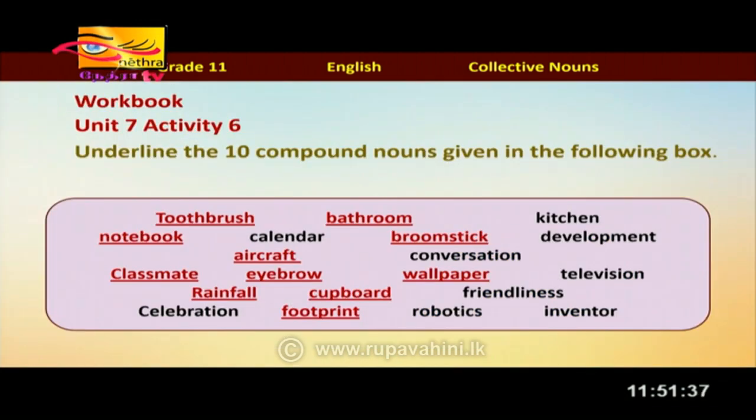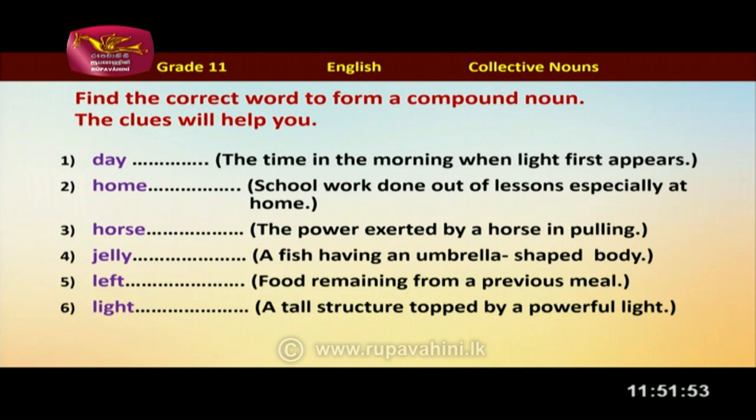Right. This is from your workbook, children. Unit 7, activity 6. You have to pick compound nouns. Toothbrush, bathroom, notebook, broomstick, aircraft, eyebrow, classmate, rainfall, cupboard, footprint. Let us do this activity quickly, children. Find the correct word to form a compound noun. The clues will help you.